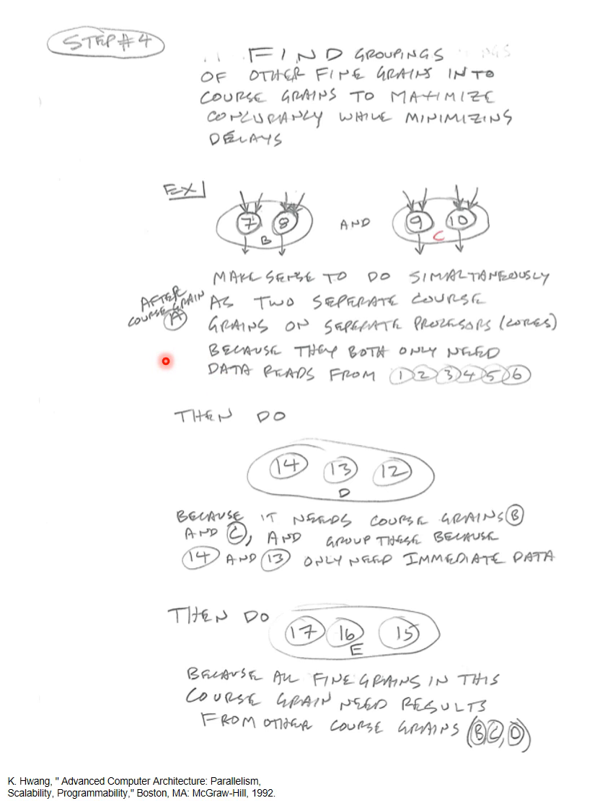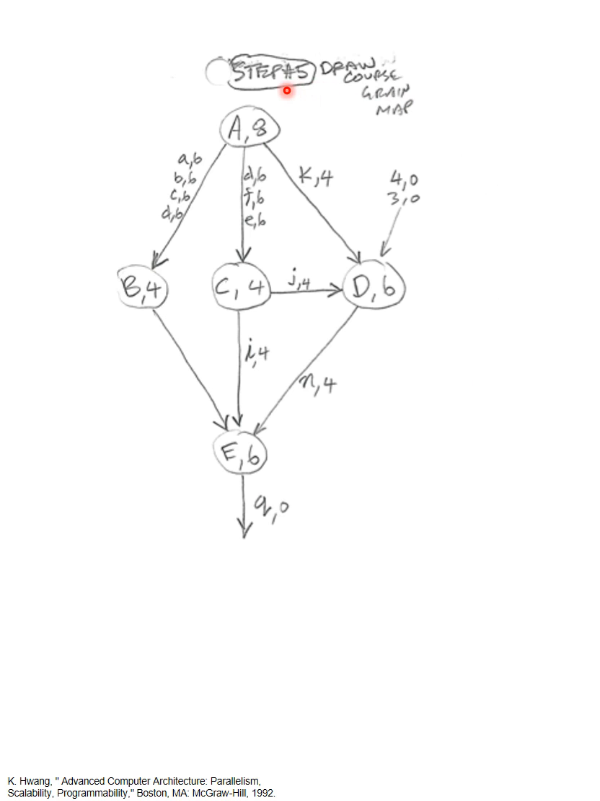And we do that after coarse grain A, and then do coarse grain D. And so you have to wait to do that after B and C, because it needs coarse grains B and C. And group these because 14 and 13 only need immediate data. Then we make our last coarse grain here, E, because all fine grains in this coarse grain need results from other coarse grains B, C, and D. And then we put everything together in a coarse grain map.